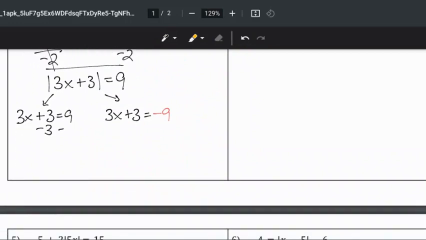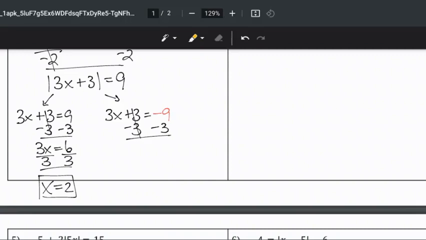So we subtract the 3 from both sides. We're left with 3x equals 6. Divide by 3. x equals 2. And then same deal over here. 3x equals negative 12, divided by 3. x equals negative 4. Okay.